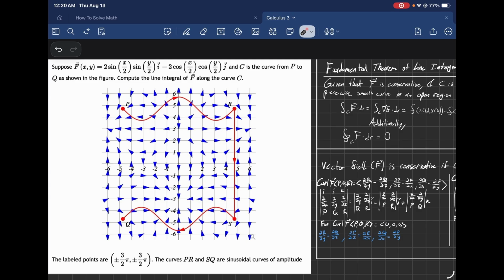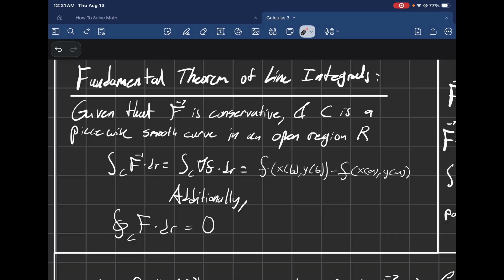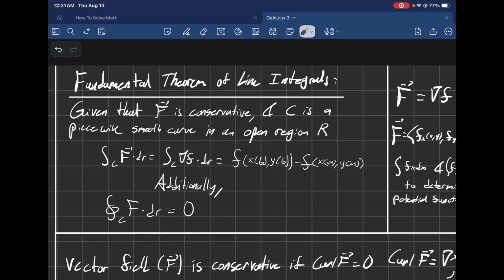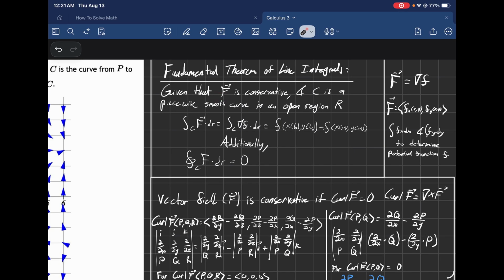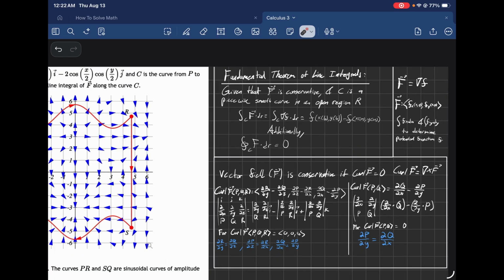So let's go ahead and remind ourselves of the fundamental theorem of line integrals. It tells us that given that our vector field is conservative and that C is a piecewise smooth curve in an open region R, we can solve this integral just by finding its potential function and subtracting the starting point from the endpoint. What this tells us is that to apply this theorem, we need to meet the conditions that f is conservative and that C is a piecewise smooth curve in an open region R.